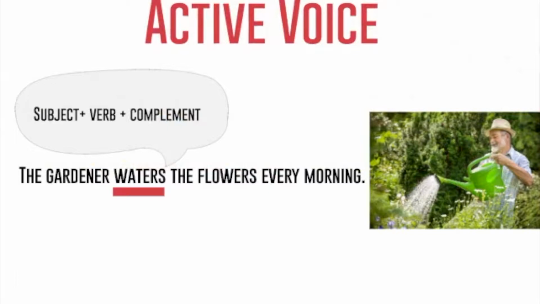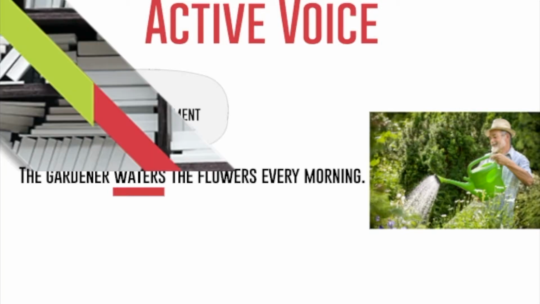Here, in the active voice, we have the emphasis on the person who does the action. In this case, the gardener, who waters the flowers every morning. As you can see, we have the structure subject, verb, complement. Now, let's check how we can change that sentence into the passive voice to give importance to the action.